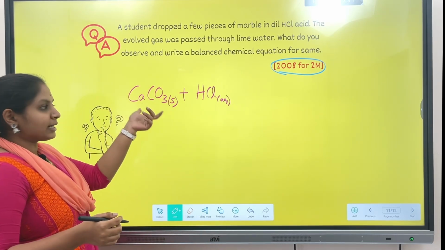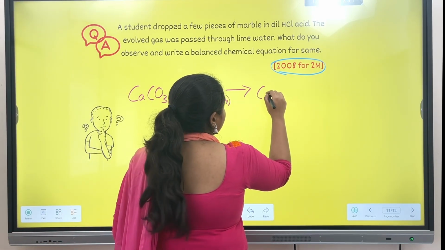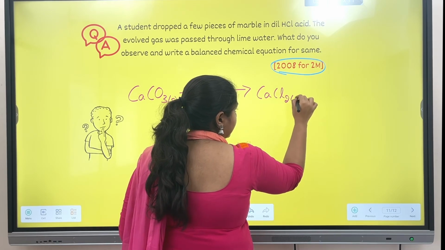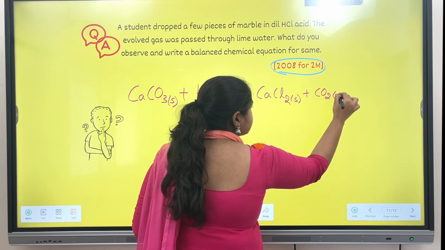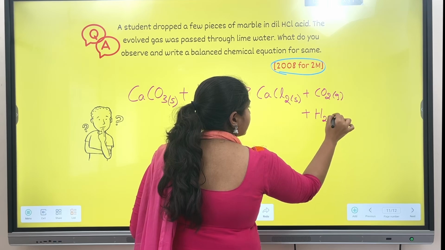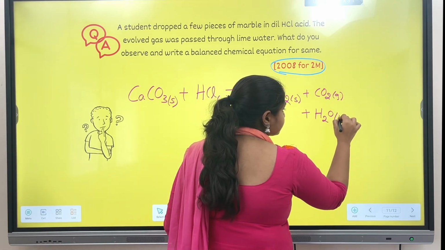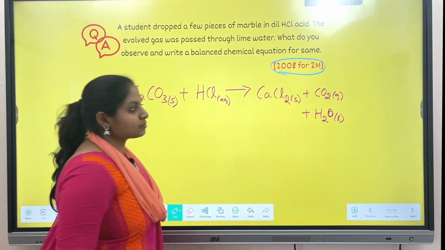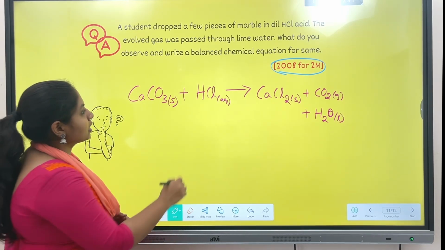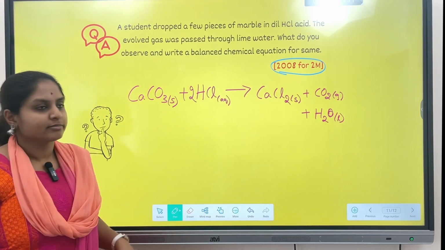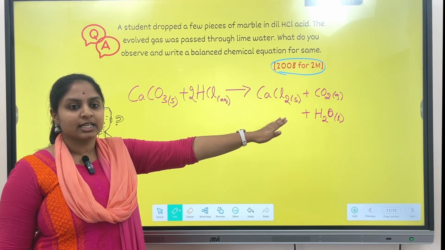So, what is the reaction? This is a metal carbonate. It is reacting with acid. So, we will get a salt, calcium chloride, plus carbon dioxide gas plus H2O. Make sure you write the states and balance it. Okay. Is the reaction balanced? Just have a quick look. The reaction is balanced. So, when the marble is added with HCl, this is the reaction that is going to happen.